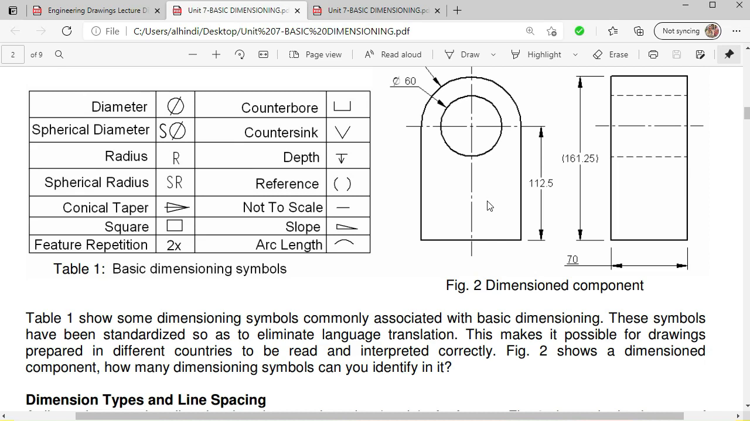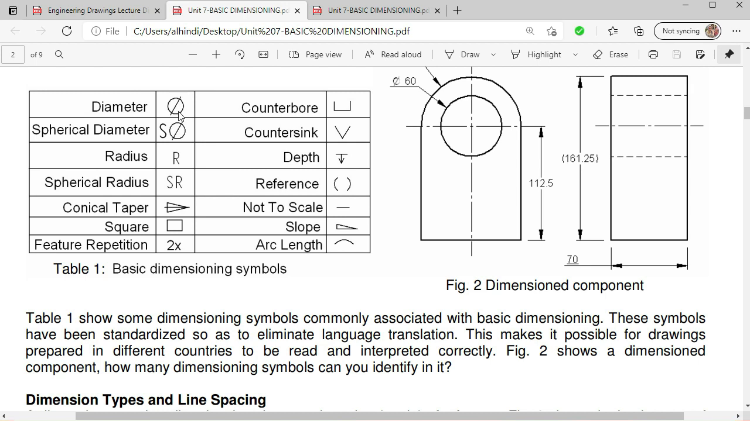Hello everyone, in this video we are going to learn about the symbols which are used before or over or after the dimension numbers. So this is a dimension number and we are using this symbol here, and this symbol denotes something. So we will be learning what these symbols actually denote. So let's start from the first.